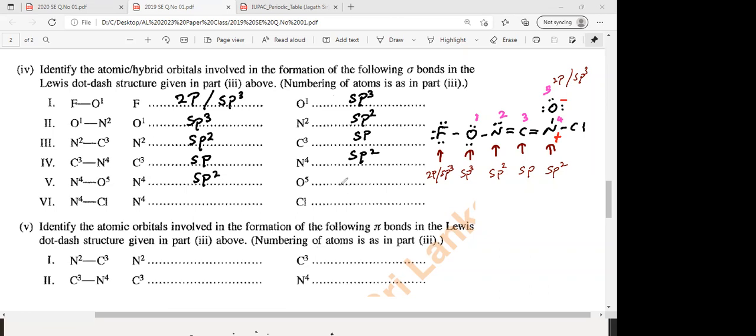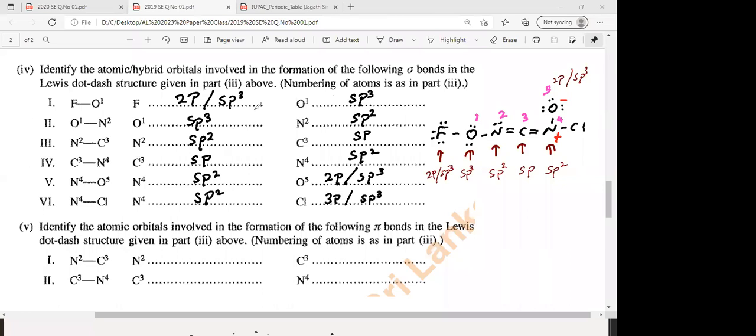O5 will be 2PO SP3. No need to write both, one is enough, either 2PO SP3. N4 will be SP2, and Cl will be either 3p/sp3.